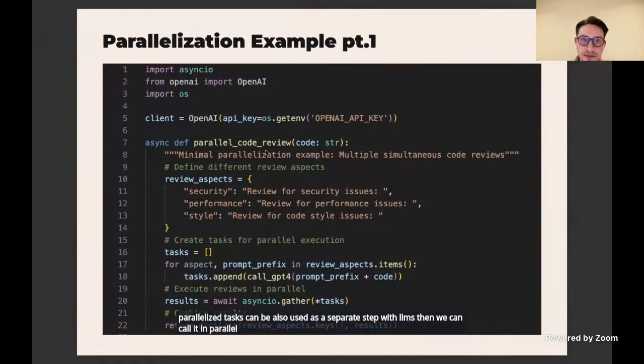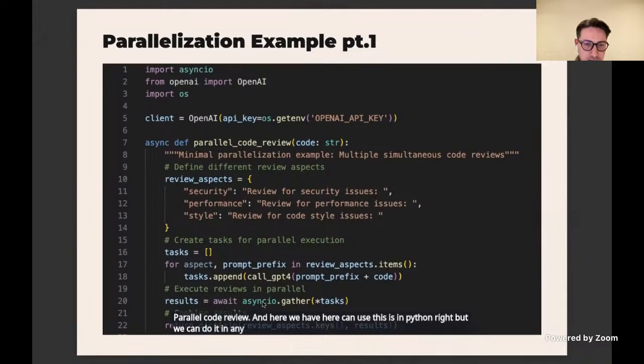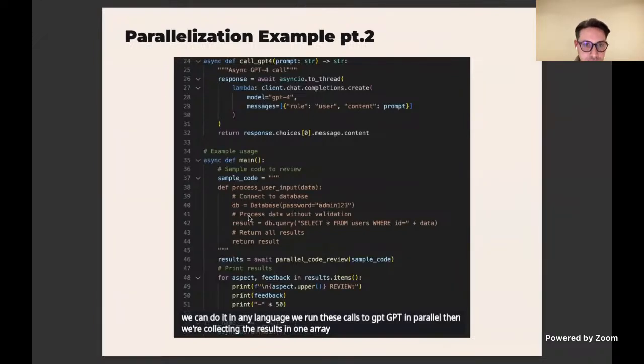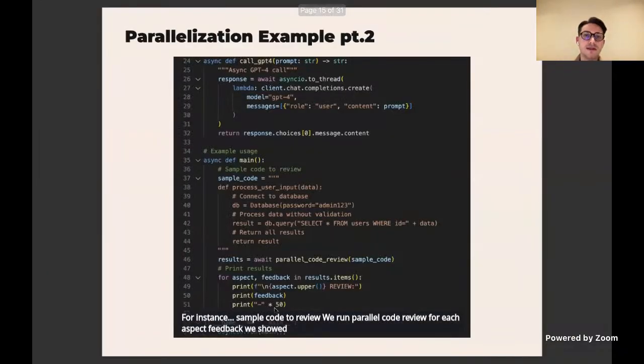So let's check what this example shows. Parallel code review. This is in Python, right? But we can do it in any language. We run these calls to GPT in parallel, then we collect the results in one array. For instance, sample code to review. We run parallel code review. For each aspect feedback, we show the example. And so basically there is nothing else.